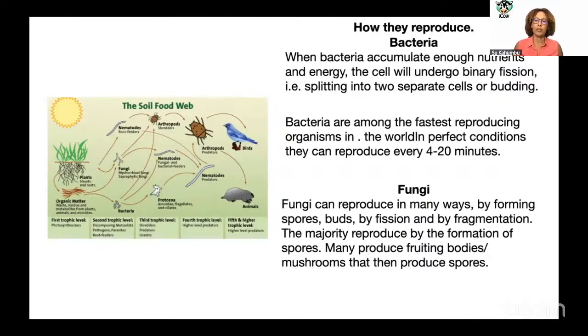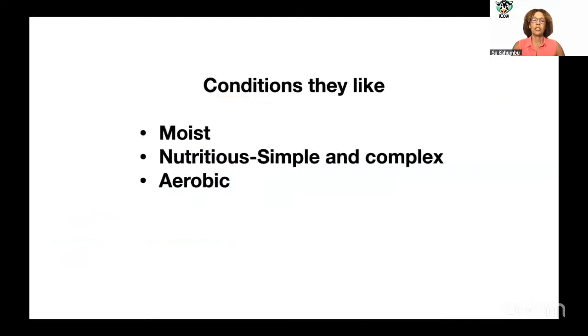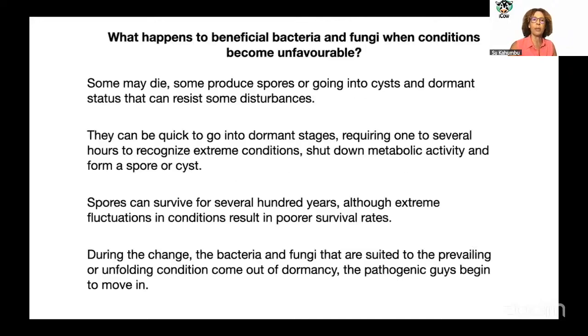Fungi reproduce in many ways: by spores, buds, by fission, and others. The majority reproduce through spores. When we think about mushrooms, those are the fruiting bodies of fungi. Conditions that they all like are moist, nutritious, simple and complex, and aerobic.